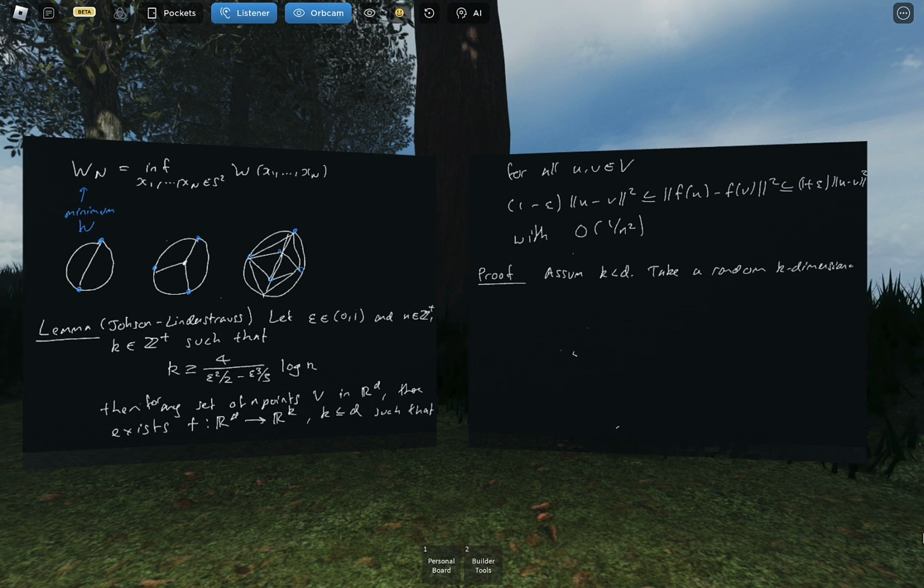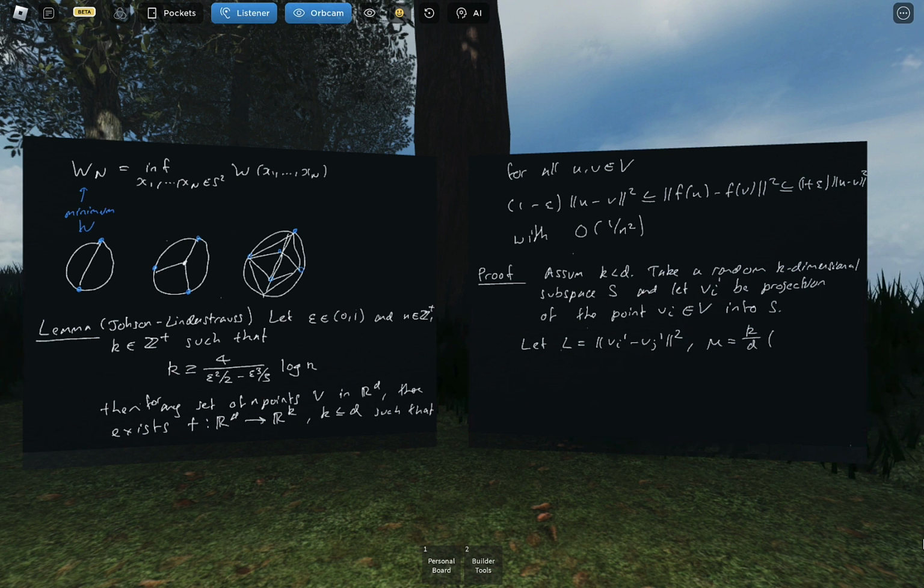Then I'm going to take a random k-dimensional subspace S. And we'll let v_i' be the projection of the point v_i into S. Okay, and then I'm just going to assign some variables to make the rest of this a bit more concise. We're going to let L be this quantity and mu be this quantity.